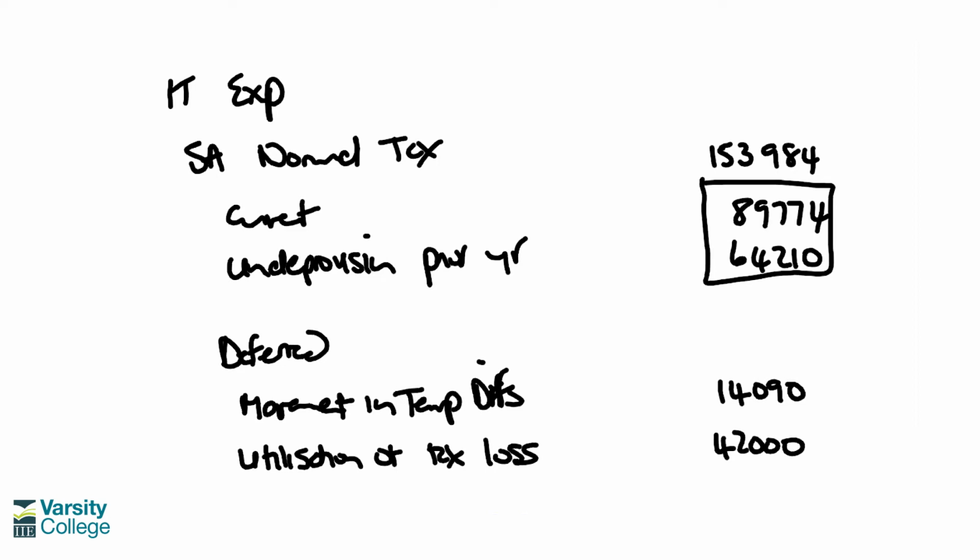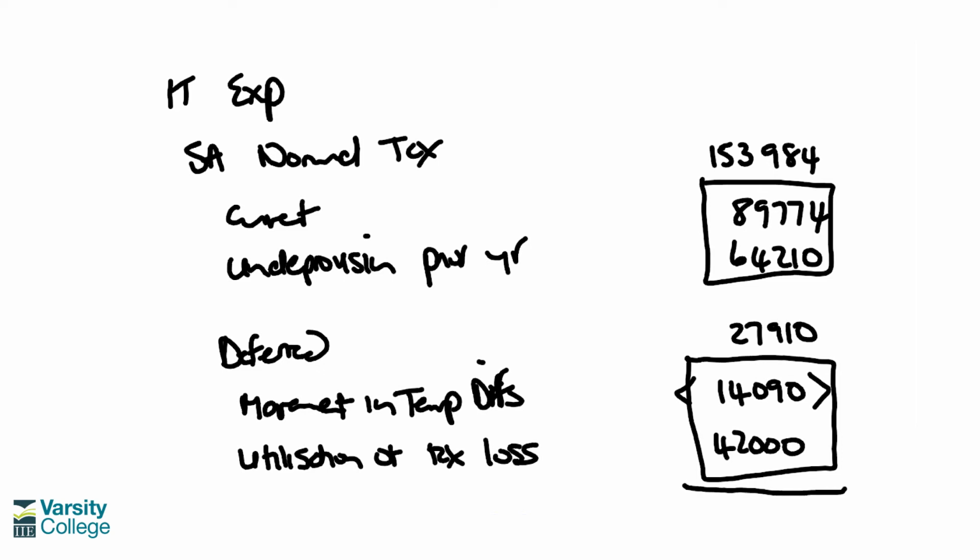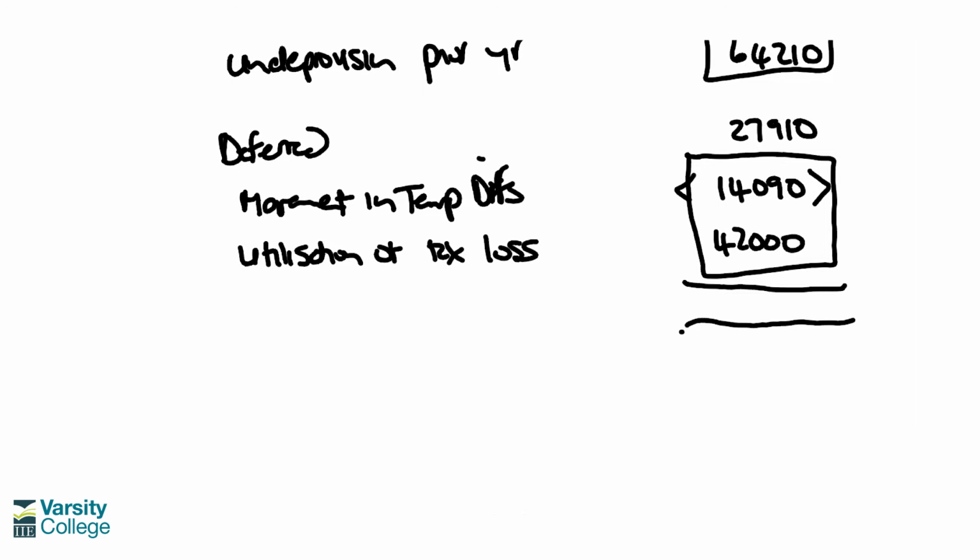Remember, your movement in temporary differences was deductible temporary differences, and therefore they are subtracted from your current tax, because it'll be a credit to tax expense and a debit to the deferred tax asset. So deductible temporary differences are always a credit. In other words, our total deferred tax for the current year comes to 27,910, and you can add your tax up, and it comes to 181,894. And that's the disclosure of the tax done, but remember, there's still the tax reconciliation.